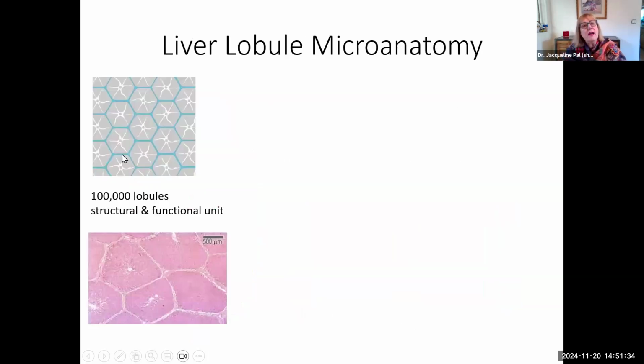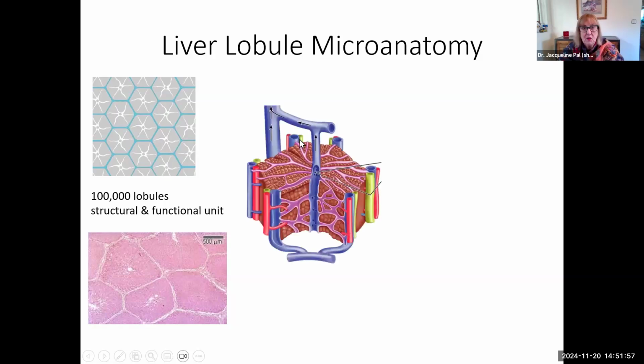All right. So when we look at the microanatomy of the liver, it is composed of what are called liver lobules. And so here's a photomicrograph of actual liver. And you can see these liver lobules, in the center of each of which is a little venous structure. And they're all kind of shaped like stop signs, okay?